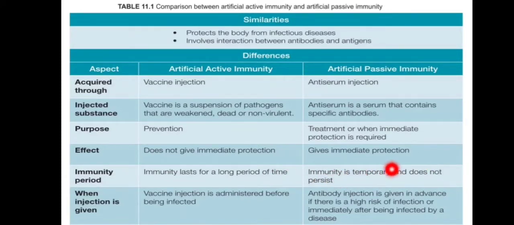Okay, sementara sahaja. Okay, aspect when injection is given. Okay, when injection is given, last one, vaccine injection is administered before being infected. Okay, sebab dia adalah prevention, so of course dia akan kena inject vaksin tersebut sebelum infected by the disease lah, kan? For antibody di sini, artificial passive immunity, antibody injection is given in advance if there is a high risk of infection or immediately after being infected by a disease. Okay, sama ada in advance sebelum dia terkena infection tersebut ataupun selepas dia infected by the disease. Immediately lah, immediately.